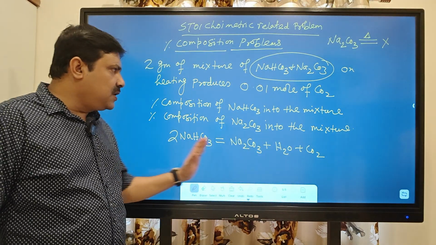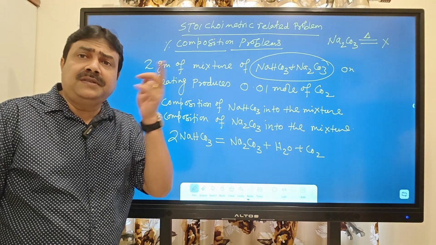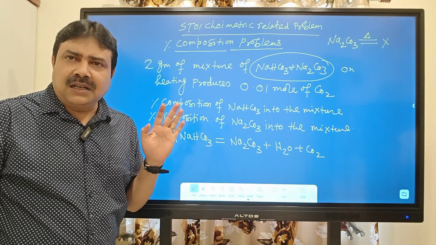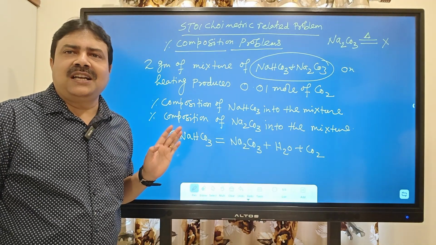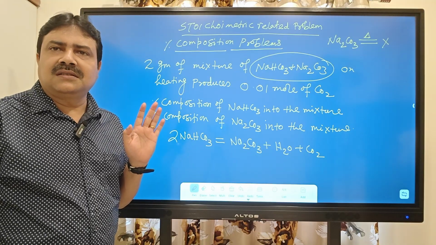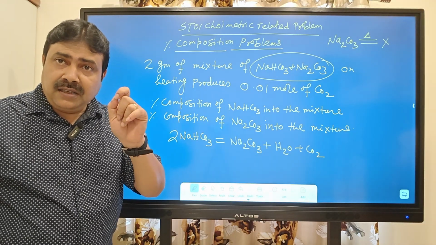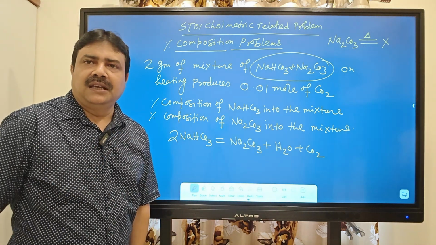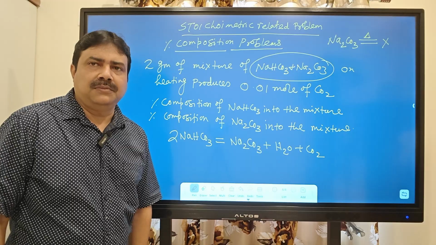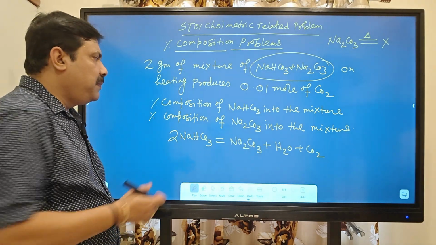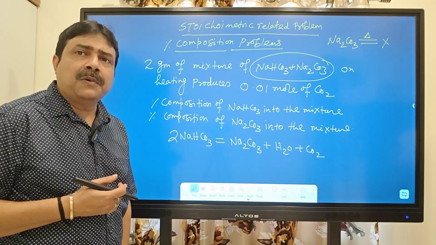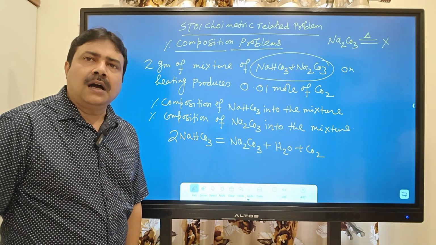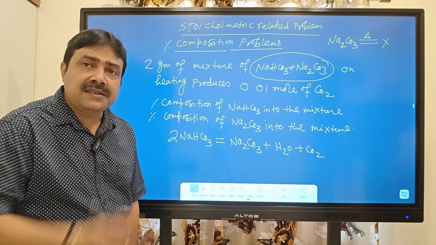Because percentage composition is itself a stoichiometry-related problem, your first and foremost job, understand this, is to write down the balanced chemical equation. Okay? You should first write the balanced chemical equation. Then only you can proceed with the problem. So once you have written the balanced chemical equation, from there you know how many moles of product will come from how many moles of reactant, easily. We will catch it that way.